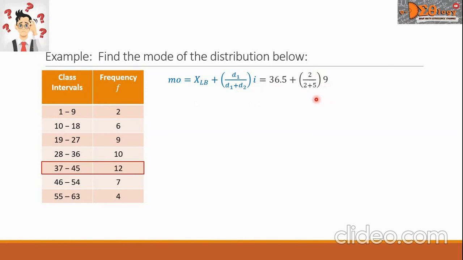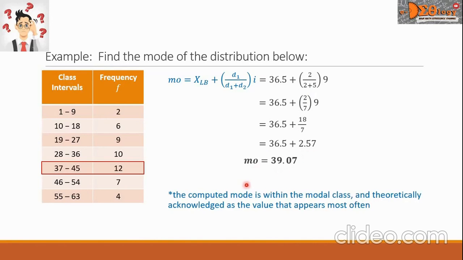Let us simplify further. The denominator 2 plus 5 becomes 7. Let us multiply the number 2 with the 9. We get 18, and this is divided by 7. So the simplified value is 2.57. The sum of 36.5 and 2.57 is 39.07. This is the mode.